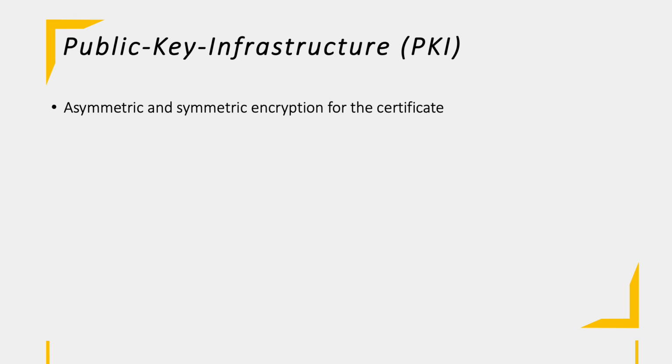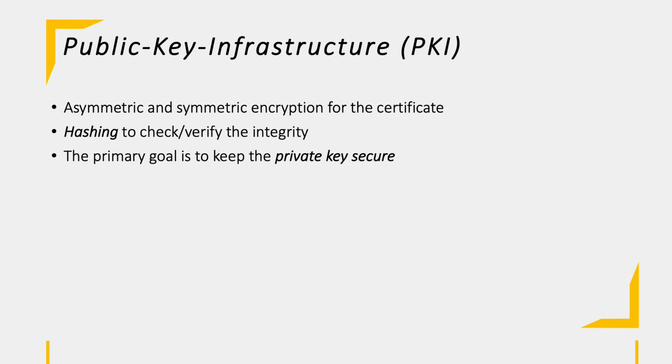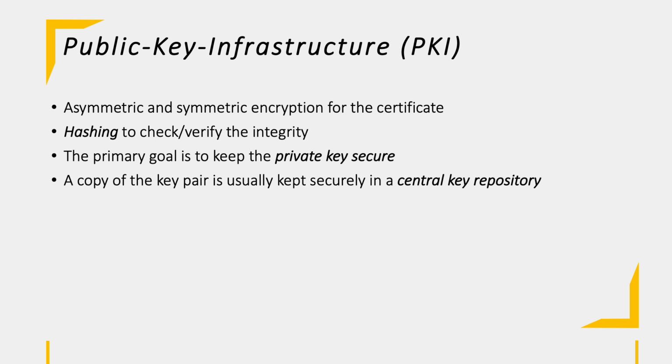So let's talk about public key infrastructure. It uses asymmetric and symmetric encryption for the certificate and uses hashing to check and verify integrity. The primary goal is to keep the private key secure. I'm not really telling you something new, because you already know the stuff about hashing and about keeping the private key secure. I've told you this 1,000 times already within the sessions. The private key is super important, keep it safe. It is one of the key concepts, so let's repeat it.